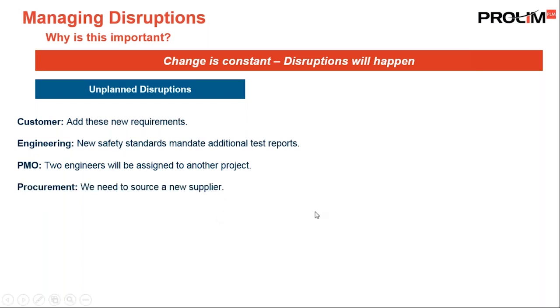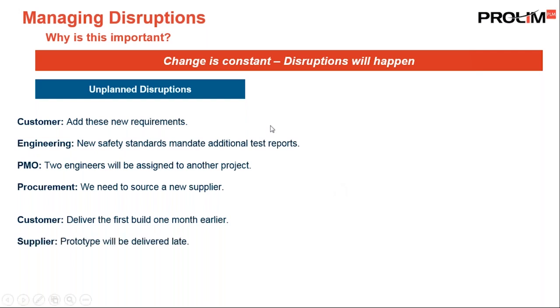Sometimes, like right now with the coronavirus, some supply chain can get affected and we need to look for other resources or other suppliers, and then source our components from those suppliers. Or the customer may say that they need the first build deliverable 1 month earlier. So these are some of the unplanned disruptions which may come in.